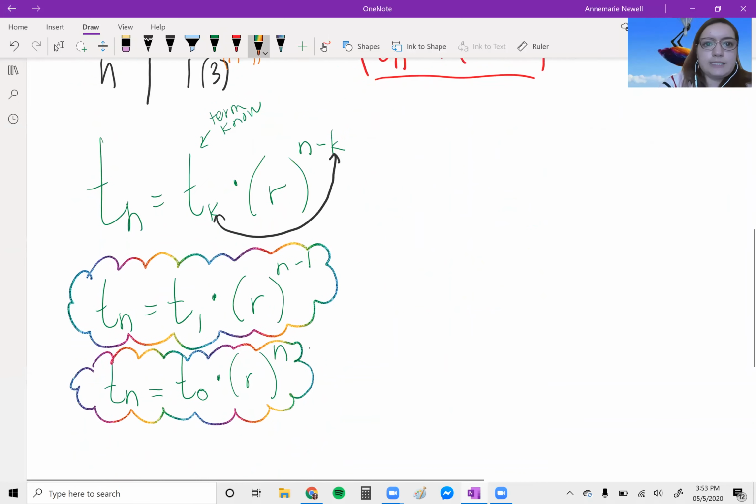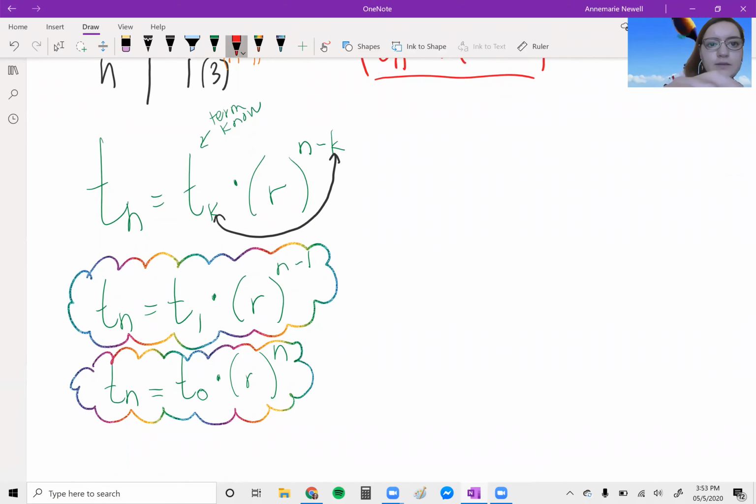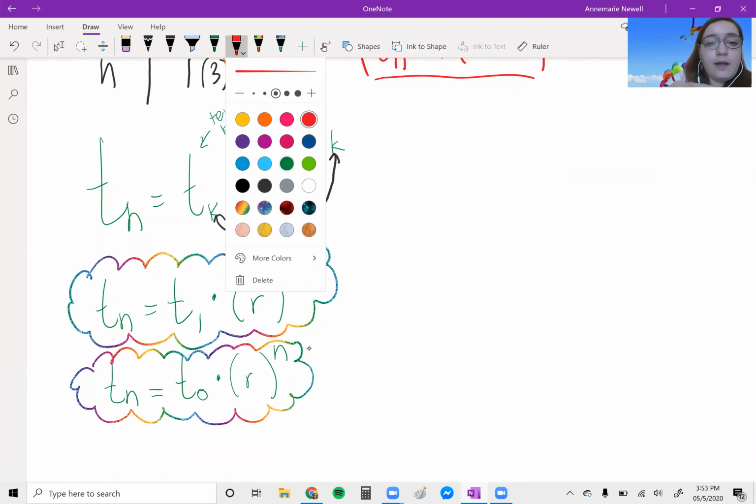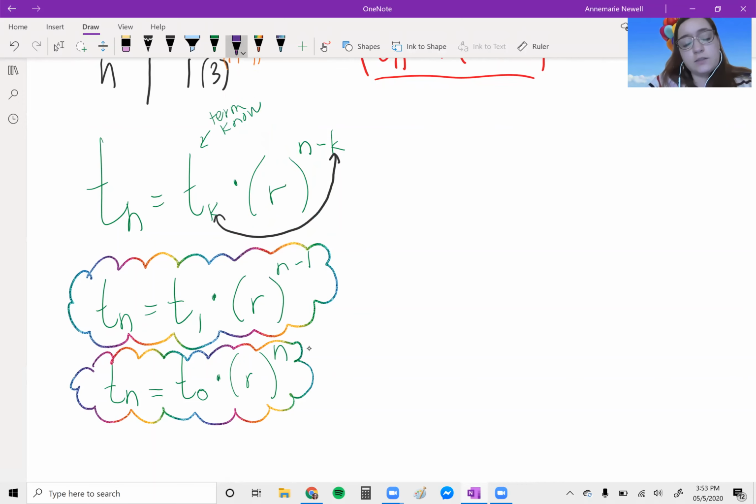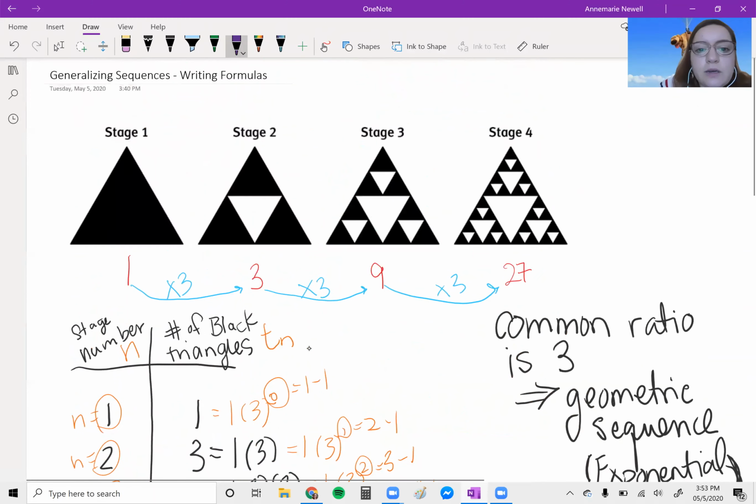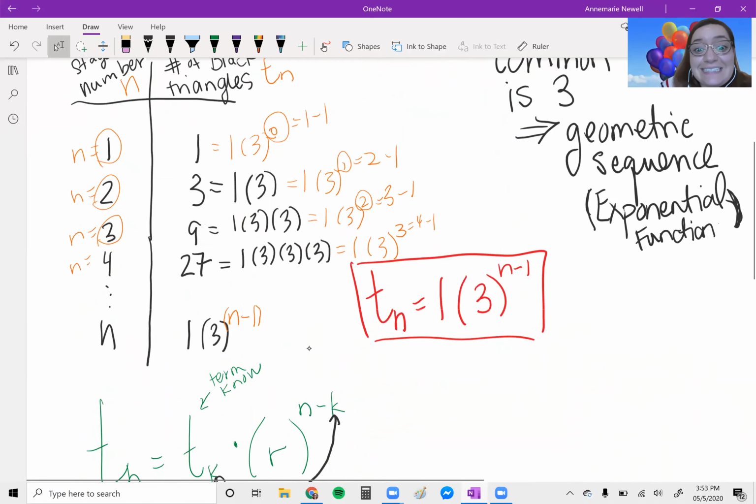So let's do an example right now. Let's say I want us to figure out how many triangles of the Sierpinski triangle. Remember, we're dealing with this figure. How many triangles would be in the 16th stage?